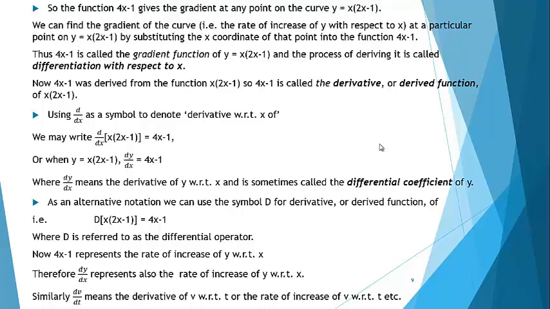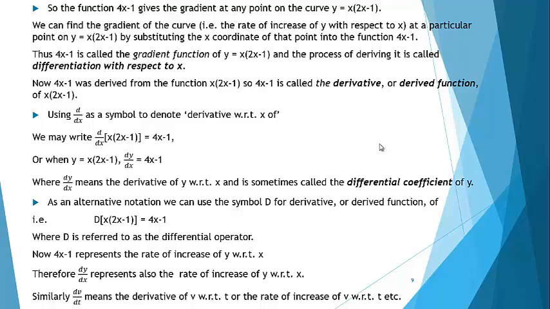with respect to x, at a particular point on y = x(2x − 1) by substituting the x coordinate of that point into the function 4x − 1. Thus, 4x − 1 is called the gradient function of y = x(2x − 1), and the process of deriving it is called differentiation with respect to x. Now 4x − 1 was derived from the function x(2x − 1). So 4x − 1 is called the derivative or derived function of x(2x − 1).